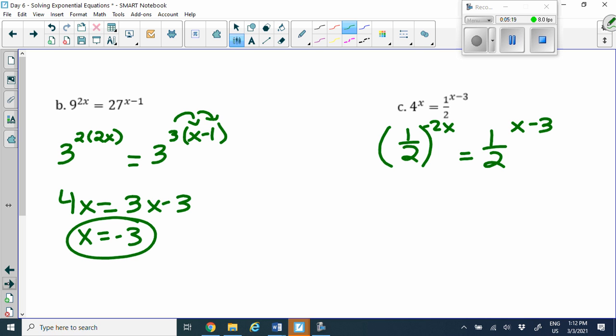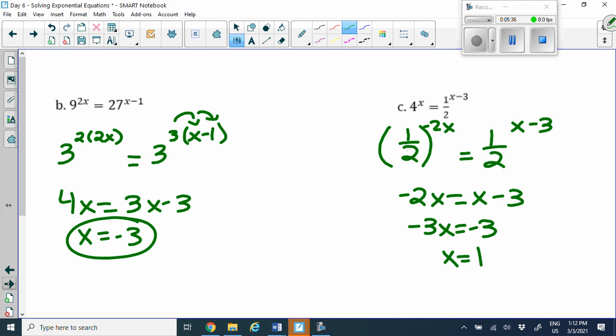Now, the bases are exactly the same. I just set the exponents equal to each other, so I have negative 2x equals x minus 3. I'm going to go ahead and just move the x over, so I get negative 3x equals negative 3. Divide both sides by that, and I get x equals 1, okay?